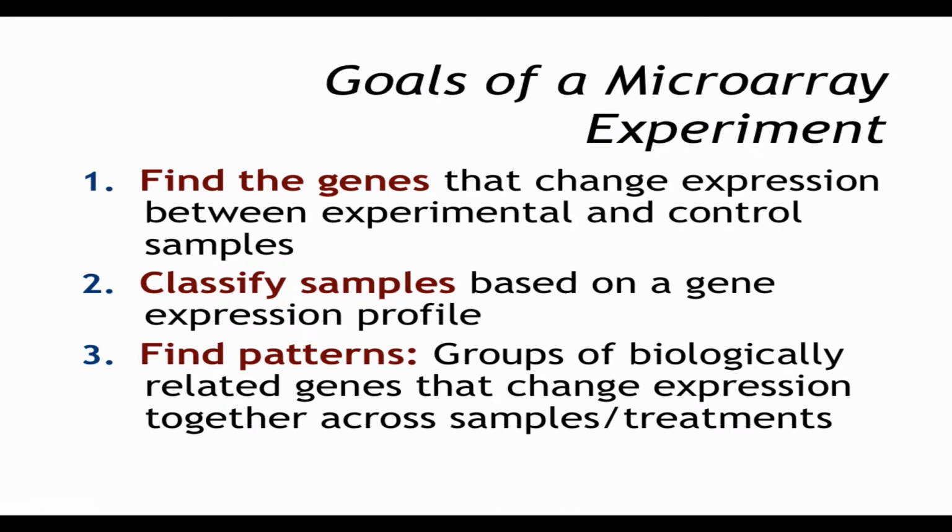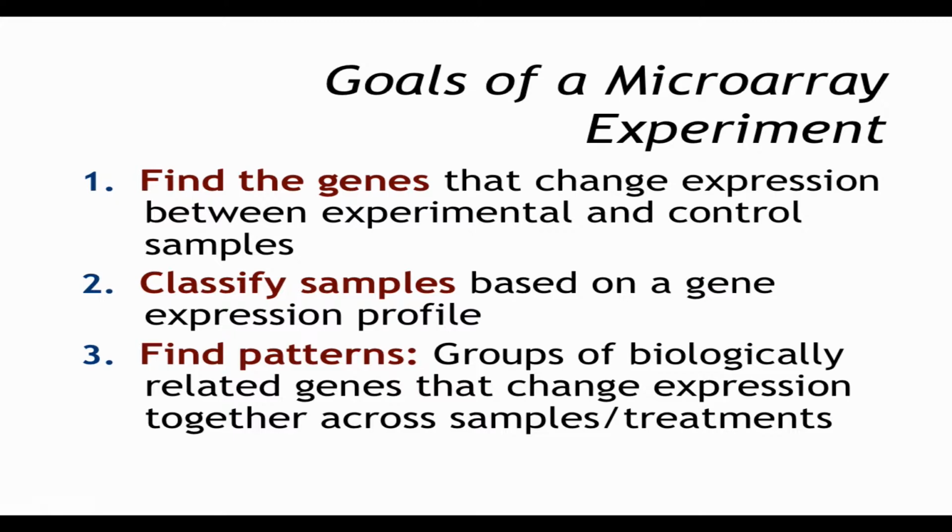OK, so just in general, experimental or hypothesis-driven goals for a microarray experiment typically fall into 3 categories. You want to find the genes that change their expression levels between experiment and control. We're looking for differentially expressed genes. That's the most common experimental design and goal for these kinds of experiments. And it could be qPCR, microarray, RNA-seq, other technologies. You want to do the same thing with proteomics as well. What proteins change levels between experiment and control?